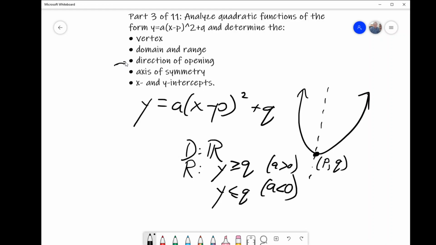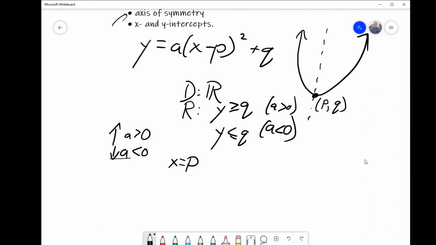That is the third topic. The direction of opening is going to open up if a is greater than 0, and open down if a is less than 0. The axis of symmetry is always going to be the vertical line that goes straight through our vertex. And then the x and y intercepts are going to take a little bit more time to track down.